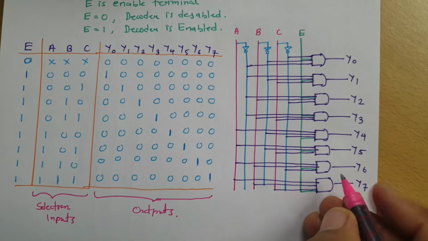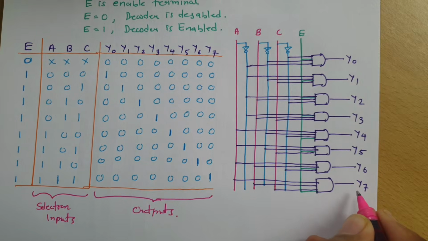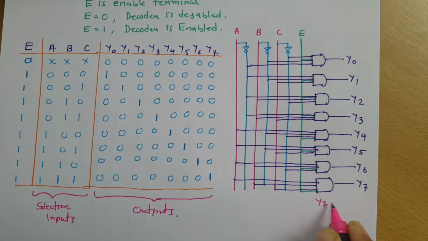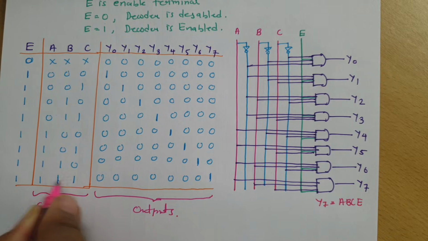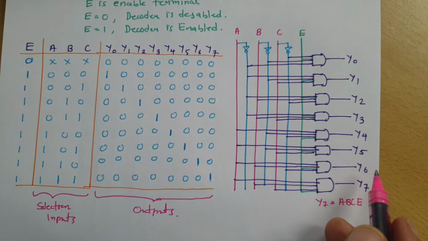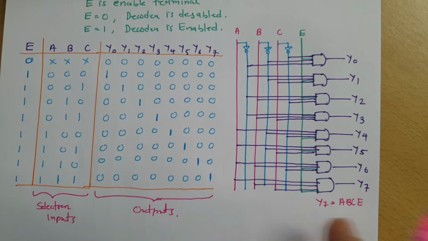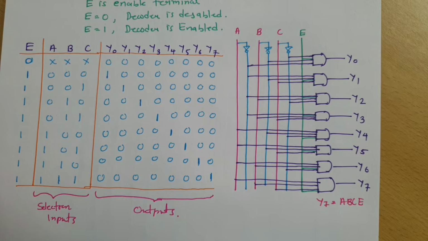As per that, if you want to make a Boolean function, I'll give you one example of Y7. Y7 has to be A, B, C, E. If you want to write Y6, then Y6 is A, B, C bar, E. That is how this connection is there. So this is how a 3x8 decoder functions.